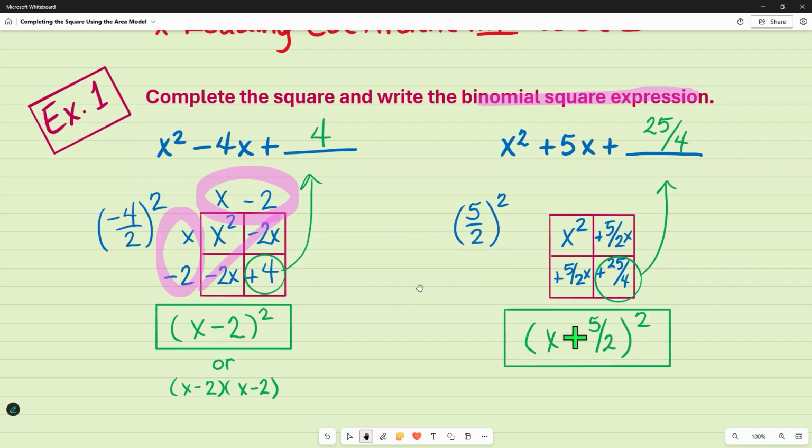So when I factor, I typically write it like the quantity of x minus 2 times itself, but binomial square just means to take one of those and square it. If I were to factor this out, I would end up with the quantity of x minus 5/2 on the top as well as on the bottom.